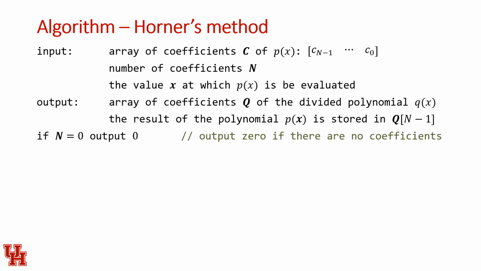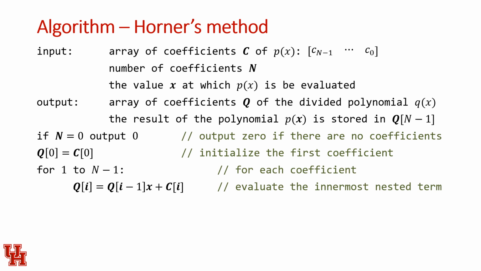The first thing we do is check to see if there are 0 coefficients. If there aren't any coefficients, the polynomial is undefined. Here, we'll just return 0. We then initialize the first coefficient. The highest order coefficient is identical for both p and q, although remember that q is a lower order polynomial. Next, we enter a for loop, starting with the second coefficient with an index of 1. Each iteration of this for loop evaluates the innermost term of a nested polynomial and updates q.